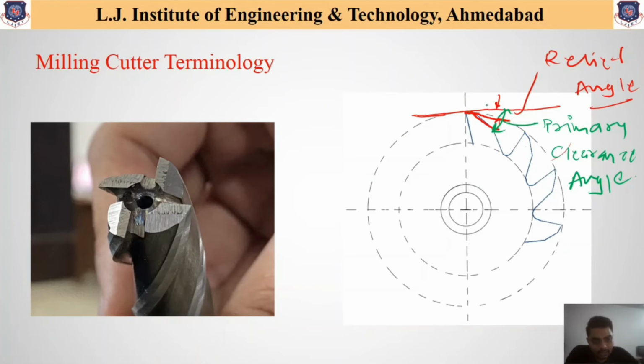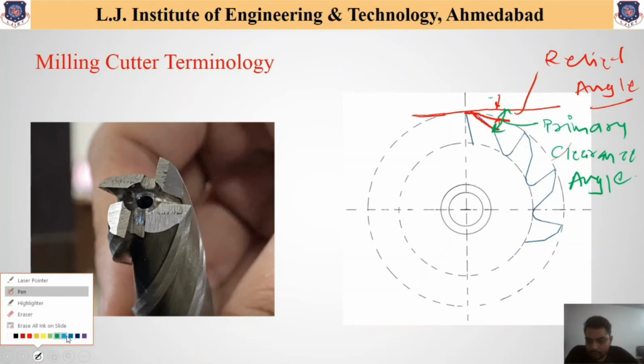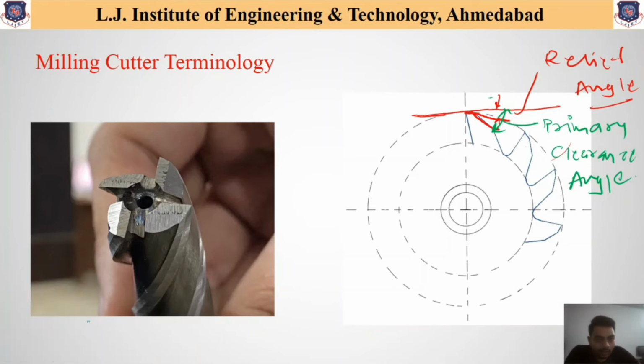Similarly, this third line makes a certain angle with the workpiece. The angle formed by this third line with the horizontal is called the secondary clearance angle. Then we have seen three different angles from the back of the tooth and land.